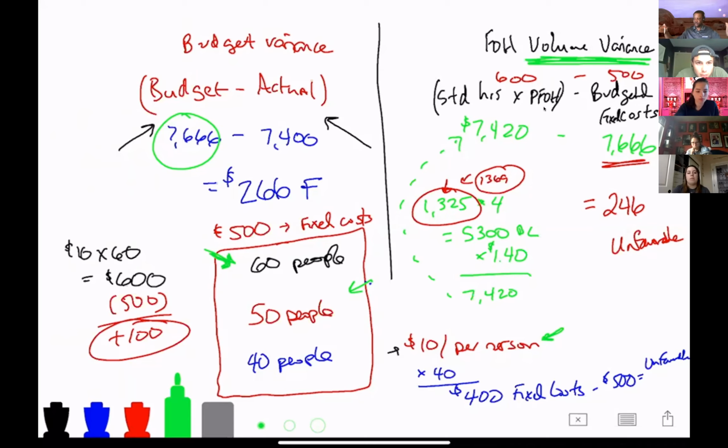Now, let me say one more thing about fixed cost. With fixed cost, there's a limit, right? Maybe I can get 60 people, but I can't get 80 people in that room, because the room's only so big. It can only hold 65 people or 60 people. So if I were to have 80 people, then I'd have to double the space. Maybe now I'm paying $1,000 to rent the room. So remember, fixed cost is always within a relevant range. Questions?